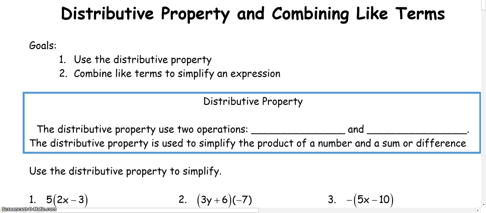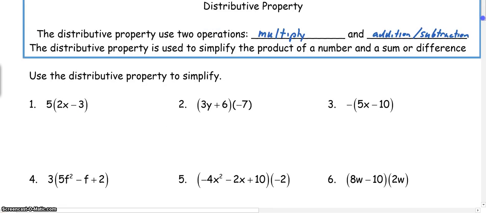With distributive property, there are two operations. You are going to multiply, and then there's going to be an addition or subtraction. So the distributive property is used to simplify the product of a number, which means multiply, and the sum or difference, which means addition or subtraction. So let's look at some examples.